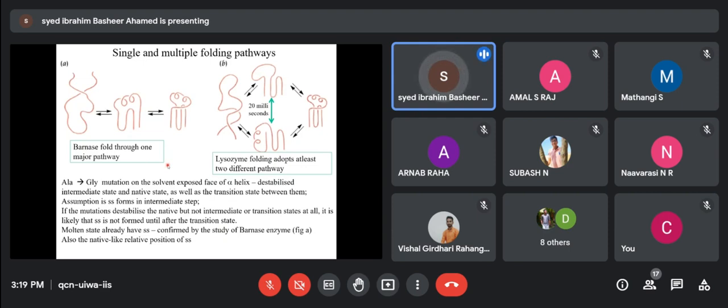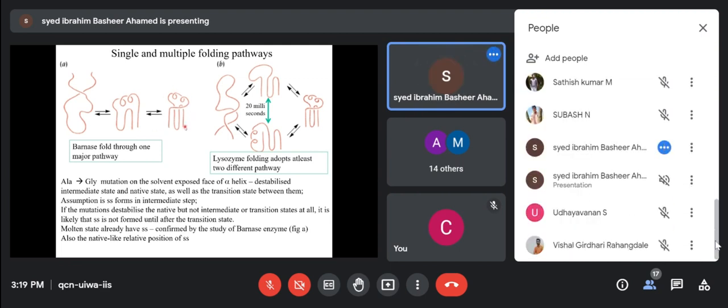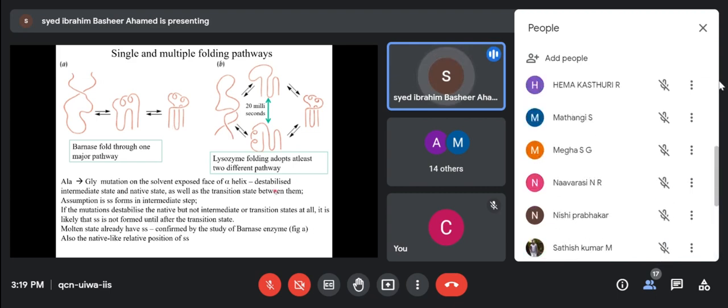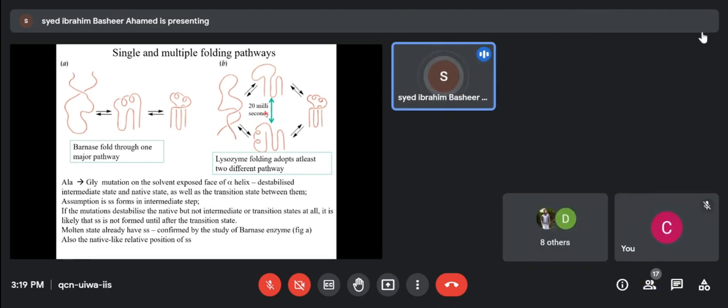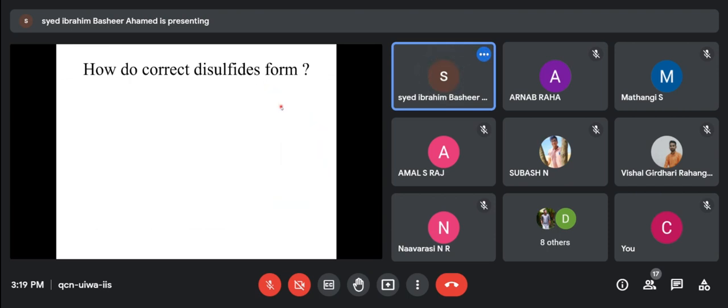Okay, so there are different ways of folding. People have suggested different ways of folding. Some people suggest a single step. Okay, the protein is folding in a single step and attaining the native state. Some others suggest two different ways, not a single way. Multiple ways are being adopted to attain the native conformation. Okay, so whatever it is, essentially you are having an intermediate. It's called the molten globule state.